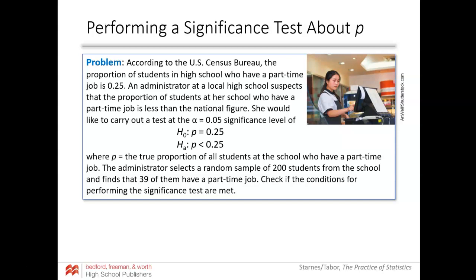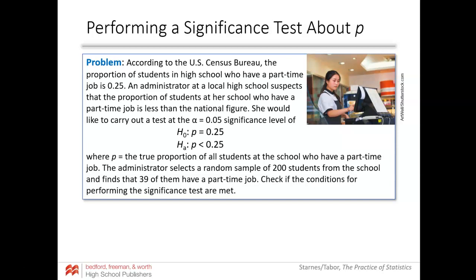Remember, we learned in the previous section that we have to state the significance level before we do all our data collection, as good statisticians. We don't try to manipulate that just to make our data work. And p is the true proportion of all students who have part-time jobs at the school. She takes a random sample of 200 students and finds that 39 of them have part-time jobs.